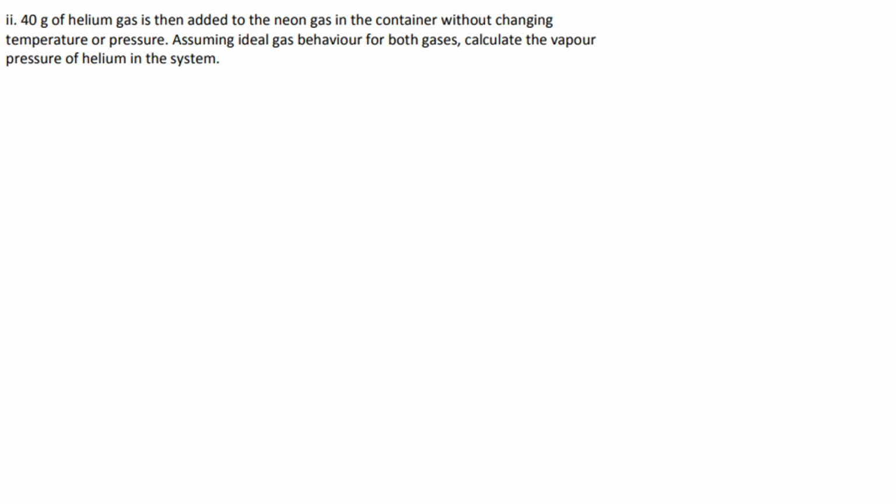Now, 40 grams of helium gas is then added to the neon gas in the container without changing the temperature or the pressure. Assuming ideal gas behavior for both gases, calculate the vapor pressure of the helium in the system. Well, the first thing to work out is how many moles of helium were added.